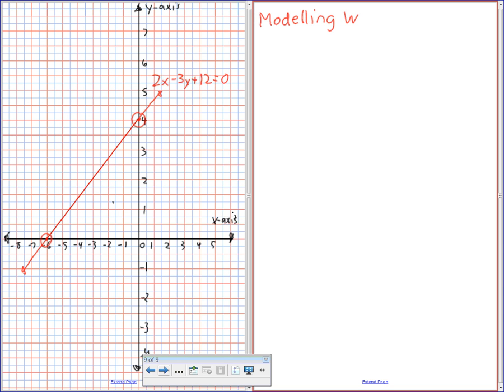I should probably say the name of this unit. This unit is called linear systems. Unit 1 is called linear systems. Today's lesson is called modeling with linear equations.